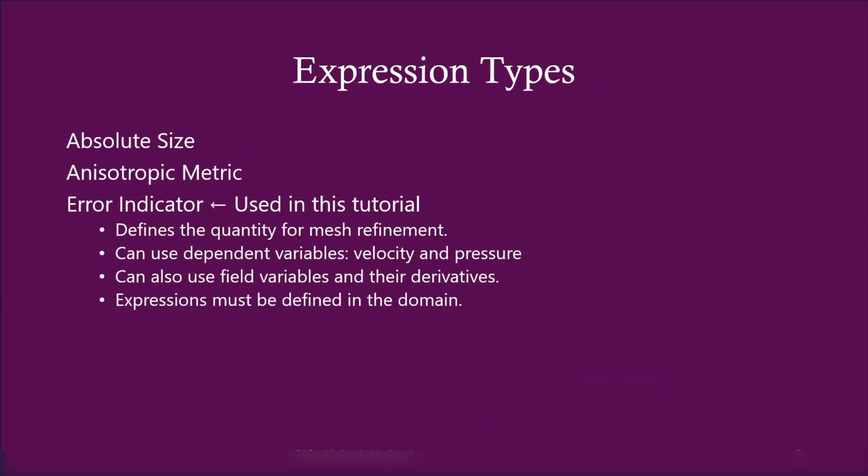COMSOL provides three types of expressions: absolute size, anisotropic metric, and error indicator. In this tutorial, I'll focus only on the error indicator, which is the option I'll use for adaptive mesh refinement. The error expression list allows us to define the quantities used for mesh refinement. For example, we can use dependent variables such as velocity or pressure. We can also use other expressions, including field variables and their derivatives, as long as they are defined in the domain.